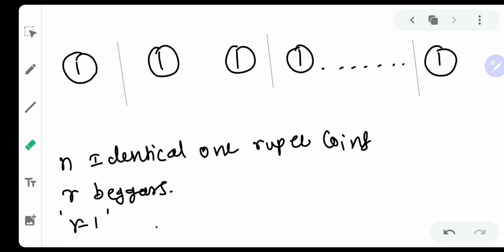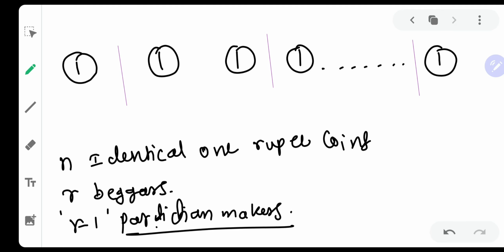So R minus 1 partition makers will be required. Okay, now let us say there are total how many objects? N coins plus R minus 1 partition makers. So these many objects are there.